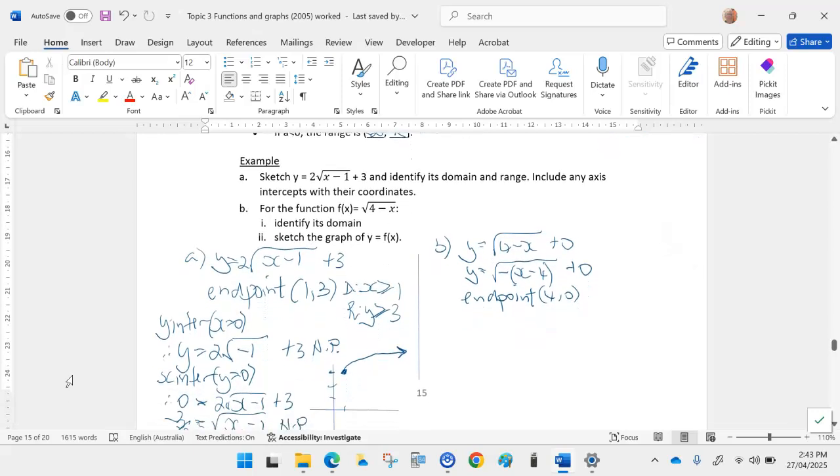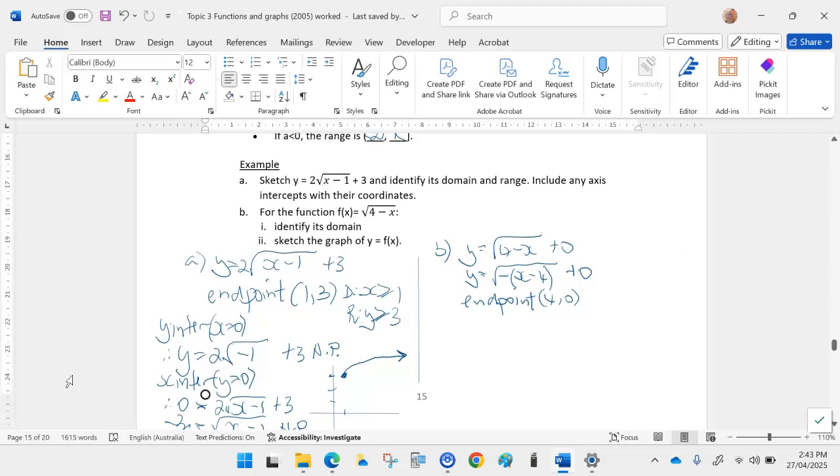Okay, let's find some intercepts. Let's start with the y-intercept. What do we know at the y-intercept? x is equal to 0. So what does that mean? That becomes y is equal to the square root of 4 minus 0, which is just 4, plus 0. It just means that y is equal to the square root of 4. Now, what's the square root of 4? That is 2. It crosses the y-axis at 2.